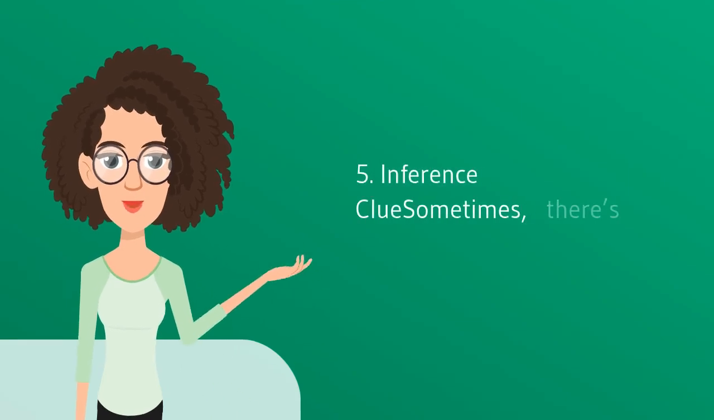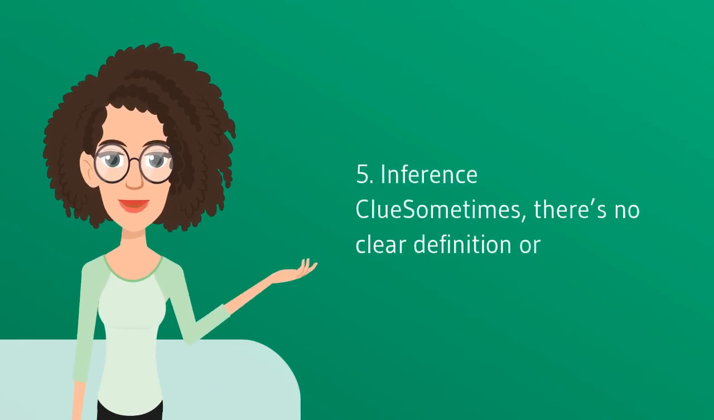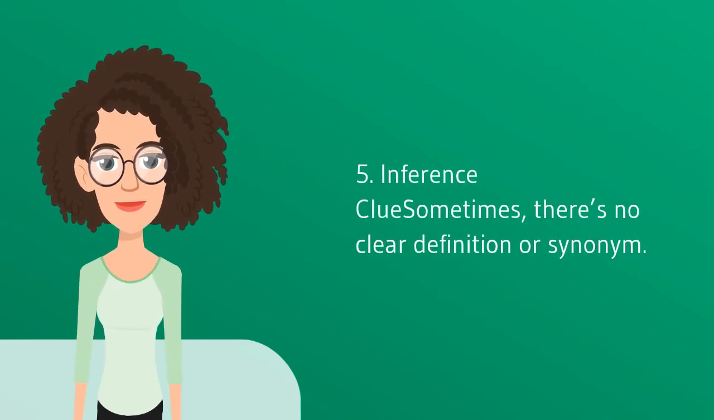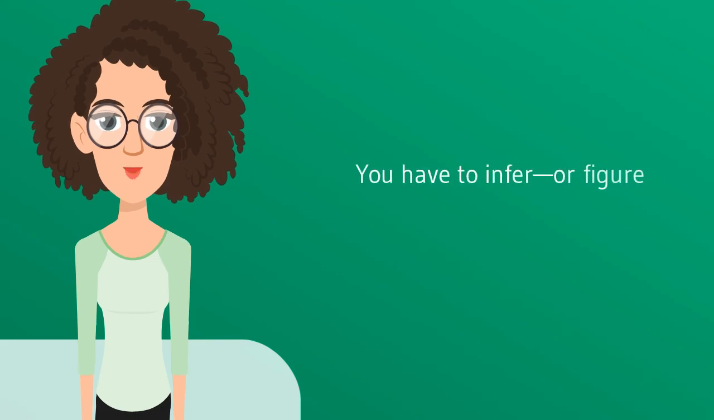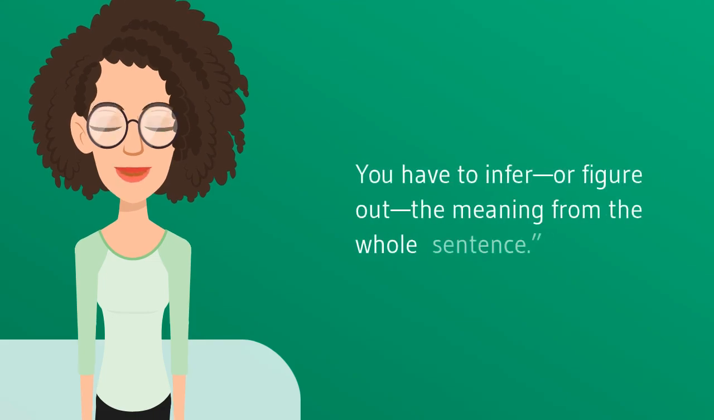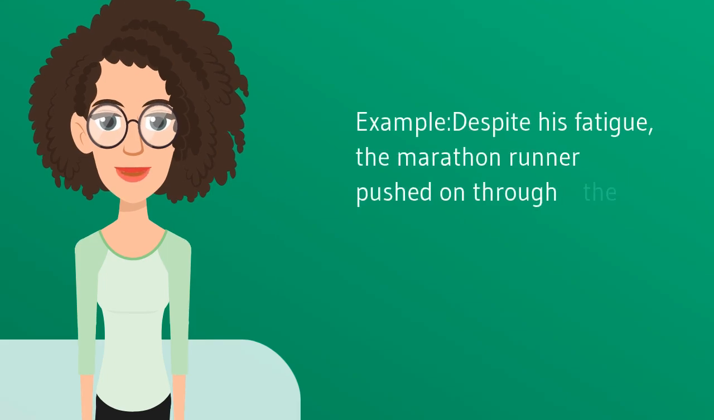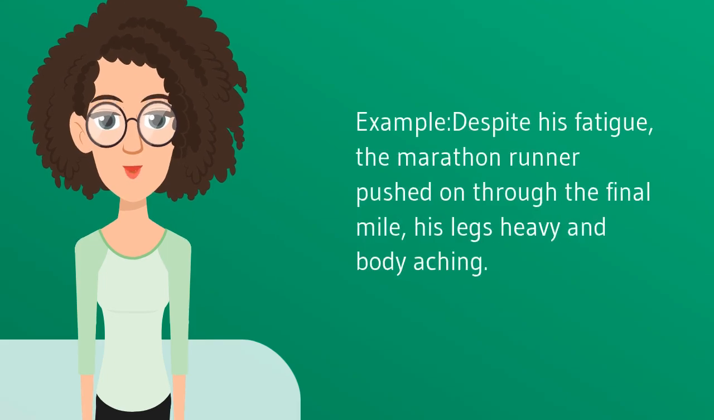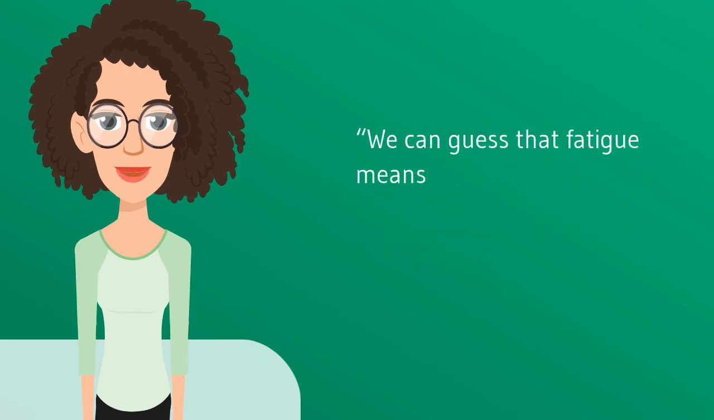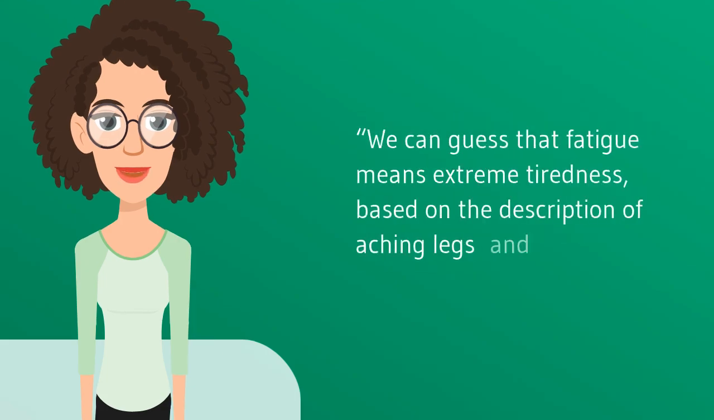5. Inference clue. Sometimes, there's no clear definition or synonym. You have to infer, or figure out, the meaning from the whole sentence. Example: despite his fatigue, the marathon runner pushed on through the final mile, his legs heavy and body aching. We can guess that fatigue means extreme tiredness, based on the description of aching legs and pushing through.